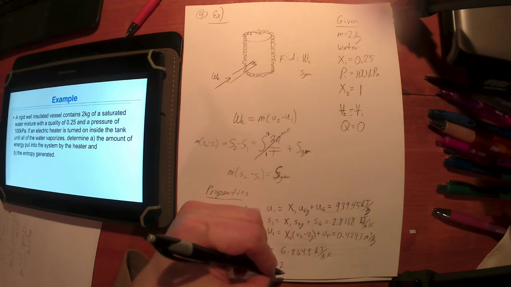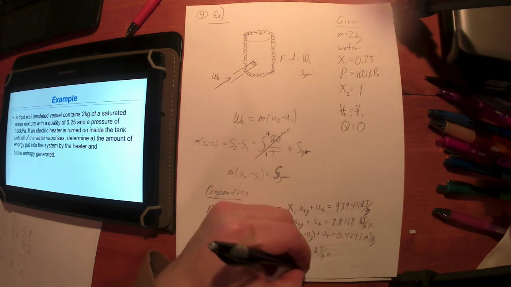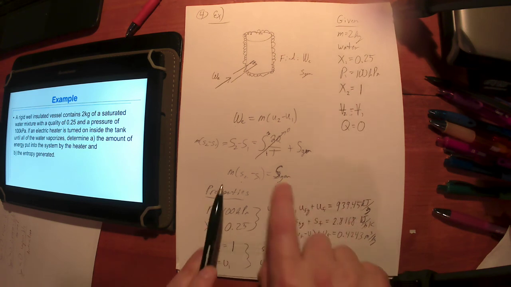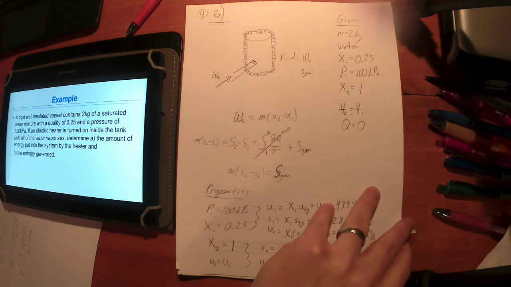Okay, U2 is going to be 2556.3 kilojoules per kilogram. Seriously, you got to be fast at this. Okay, we got everything now, right? We got U's, I got S's. That's all I needed here and here. Now it's just run it through a calculator.